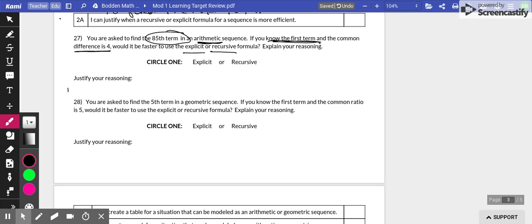28, same idea. This time, you've got the 5th term in a geometric sequence. You know the first term, and you know the common ratio is 5. Would it be faster to use the explicit or the recursive? And again, this one is up for you to decide. Just make sure you can justify your reasoning.